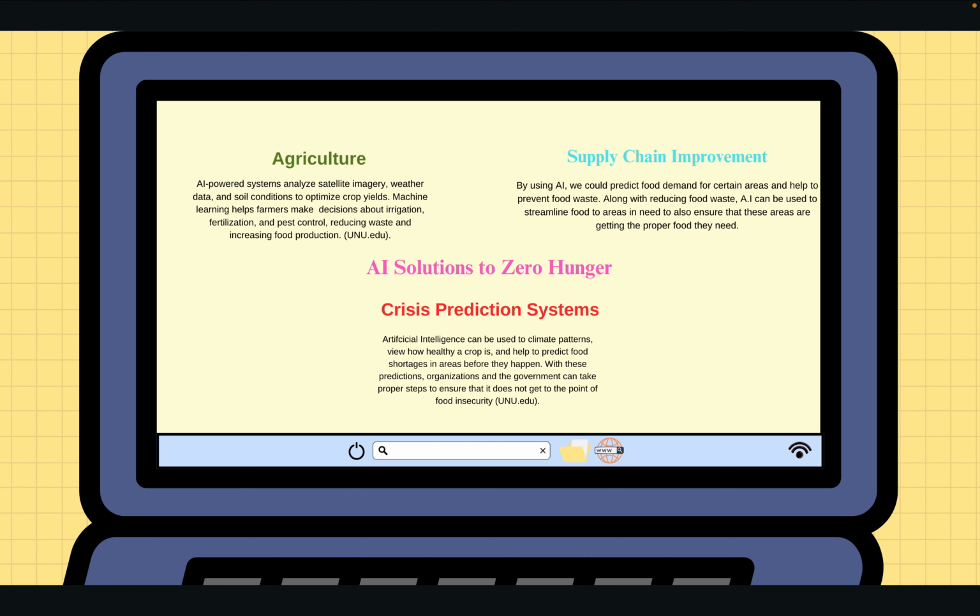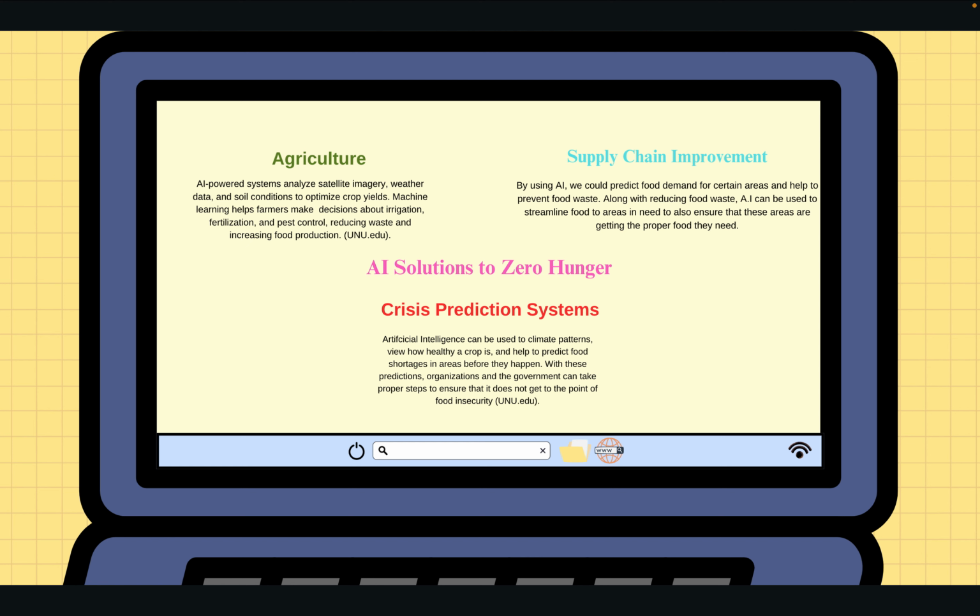By using AI, we could predict food demand for certain areas to help prevent food waste. Along with reducing food waste, AI can be used to streamline food to areas in need to also ensure that these areas are getting the proper food that they need.